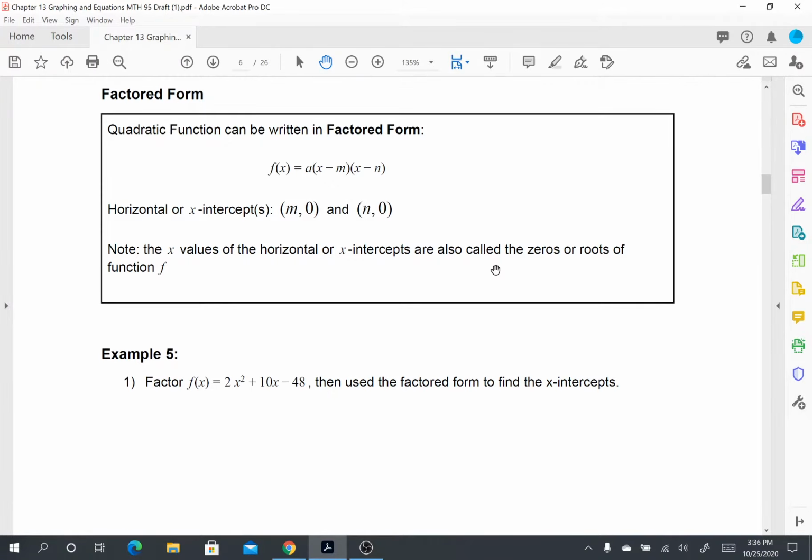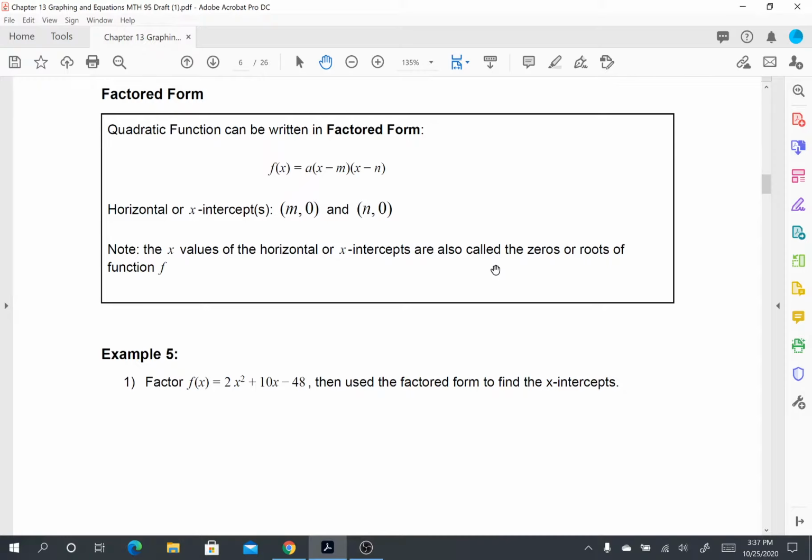The factored form of a quadratic looks like potentially an a. We could always have 1, so the a is not always there, but you've got your two factors. You've got your x minus m and your x minus n. And if you ever get it into factored form, it is nice to see your x-intercepts in that way. And the x-intercepts are m and n.